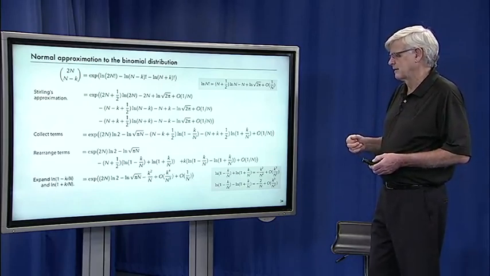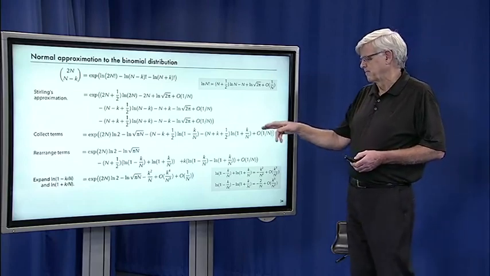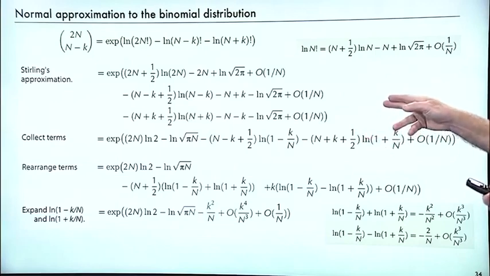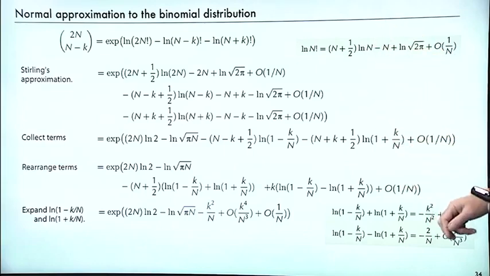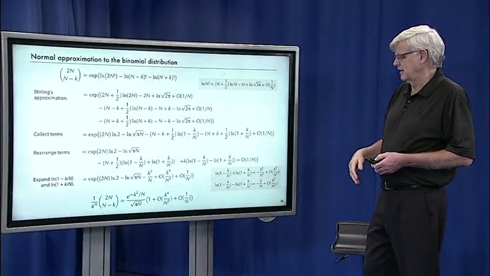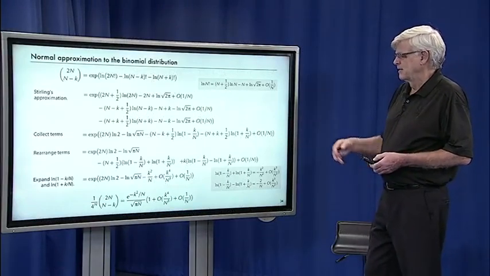So substituting that in gives us e to the 2n log 2 minus natural log square root of pi n, that's the only part of pi that's left over from all the math, minus k squared over n plus the big O term. And then just undoing the exp-log technique, e to the 2n log 2, that's 4 to the n. E to the minus log square root of pi n, that's 1 over square root of pi n. And then what's left is e to the minus k squared over n.